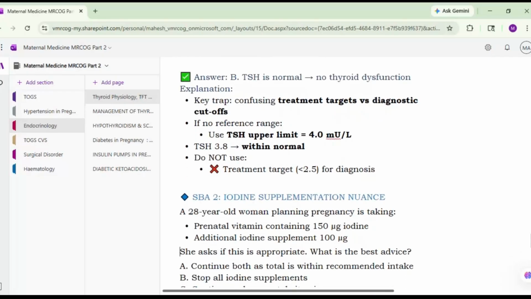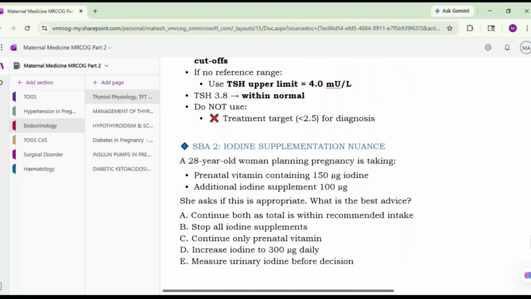Okay, next. A 28-year-old woman planning pregnancy is taking a prenatal vitamin containing 150 microgram iodine, plus an additional iodine supplement of 100 microgram. She asks if this is appropriate. What is the best advice? A. Continue both as total is within the recommended intake. B. Stop all iodine supplements. C. Continue only prenatal vitamin. D. Increase iodine to 300 microgram daily. E. Measure urinary iodine load.